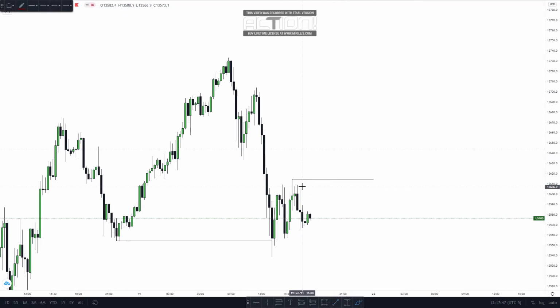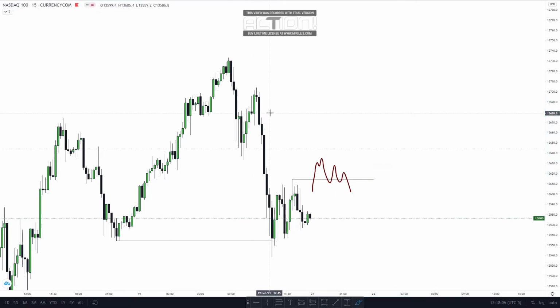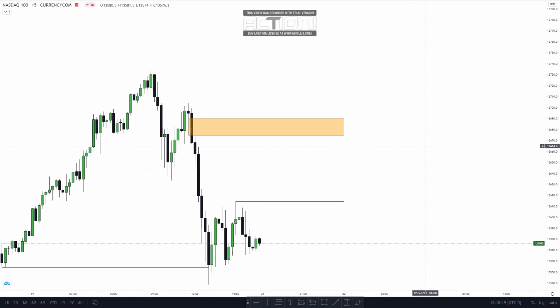So from here, what I would be expecting is for price to take out these highs right here, and then I would look for buys when price retraces to whichever support I find right here. Then I would ride the price up to look for sell opportunities between this level right here.